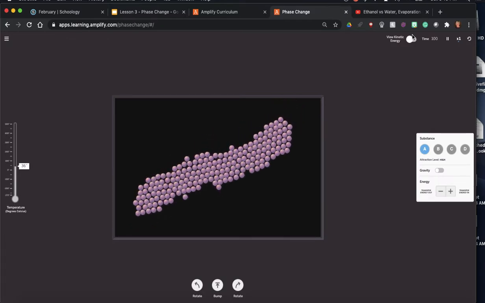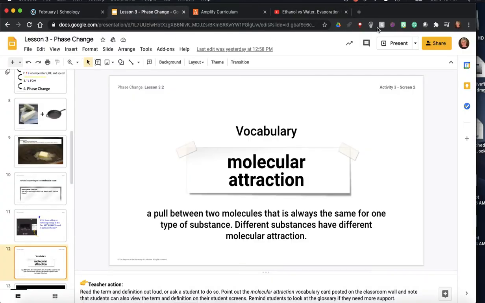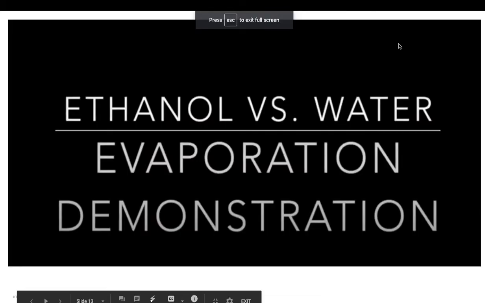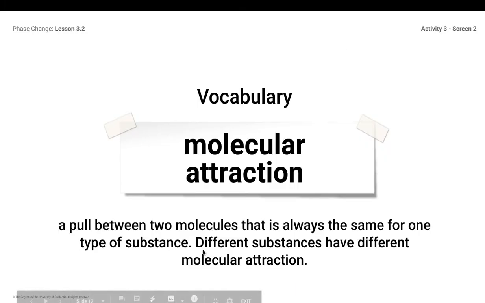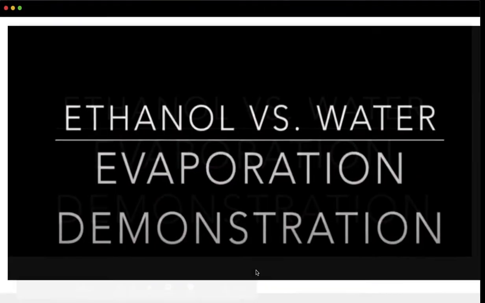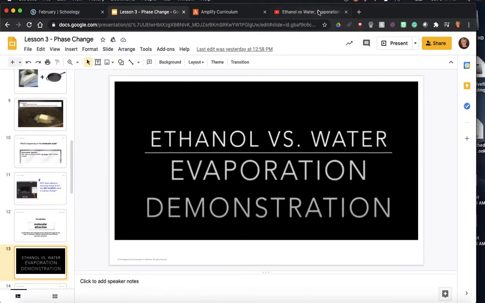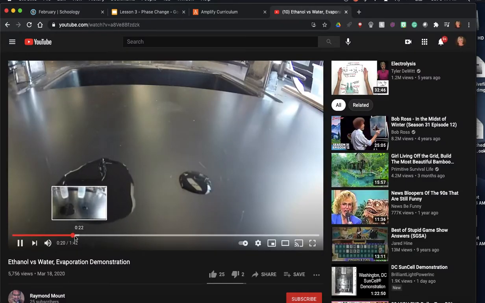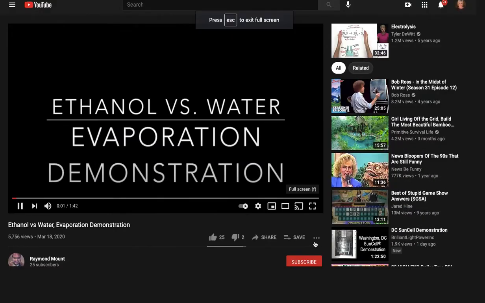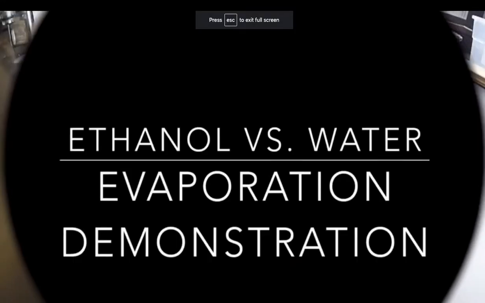Science is so cool. Okay, we're done with that. Let's come back to my slides. I want to show you what I mean by this last little part here where it says different substances have different molecular attraction. I've got a video I want to share with you. It's ethanol versus water. I'm going to come in here to YouTube and I'm going to start it at the very beginning. There's no sound in here, which is good. It's going to let us talk about it.